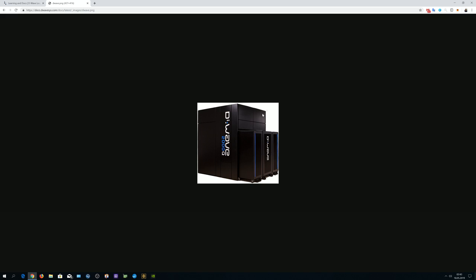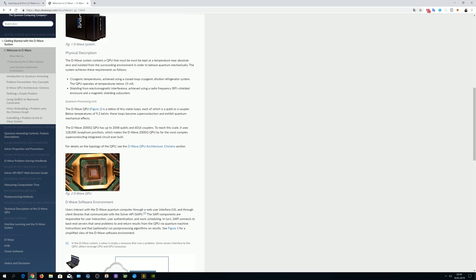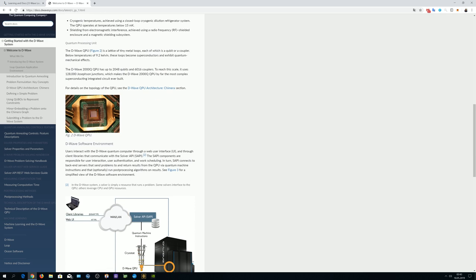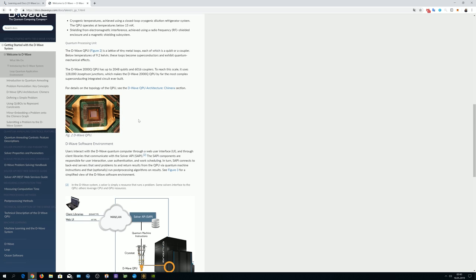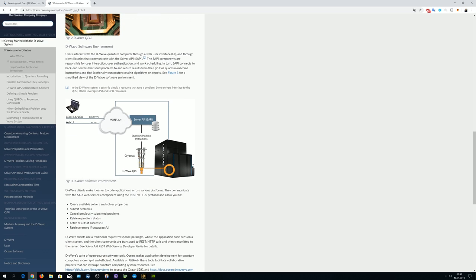Introducing, that's a quantum computer right here. That's a D-Wave quantum computer chip. It's like a processor, a quantum chip. That is how it works.